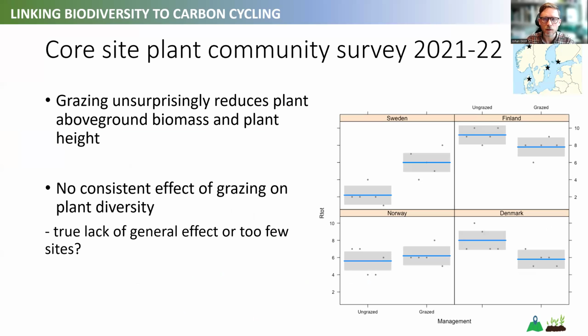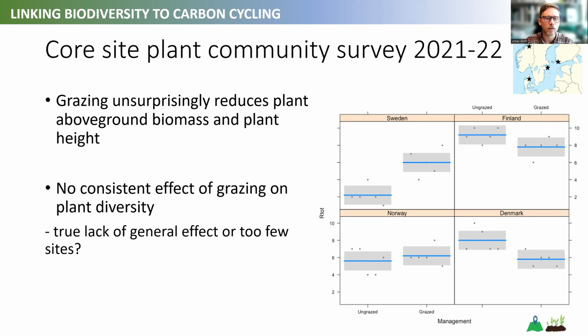So one of the first activities that we did from an ecological perspective in the project is this core site survey that Carmen presented the carbon stock results from. In these 4 paired ungrazed and grazed sites, we also conducted a standardized plant community survey, looking at plant above and below ground biomass, plant canopy height, as well as the composition and diversity of the communities. On the graphs here, you see the species richness average per plot level across these 4 different pairs of sites.